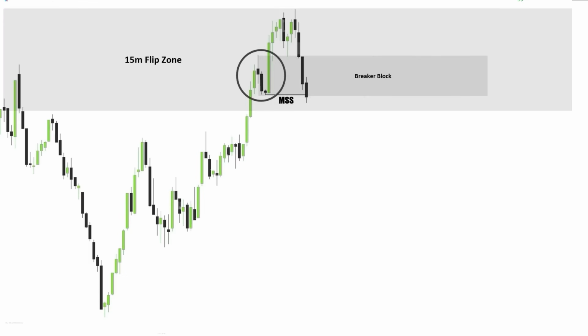On the 1-minute chart, you can see the price pushed upward and, after tapping the flip zone, reversed sharply and formed both a market structure shift and a VSR. At the same time, it created a breaker block represented by these 3 down-close candles.